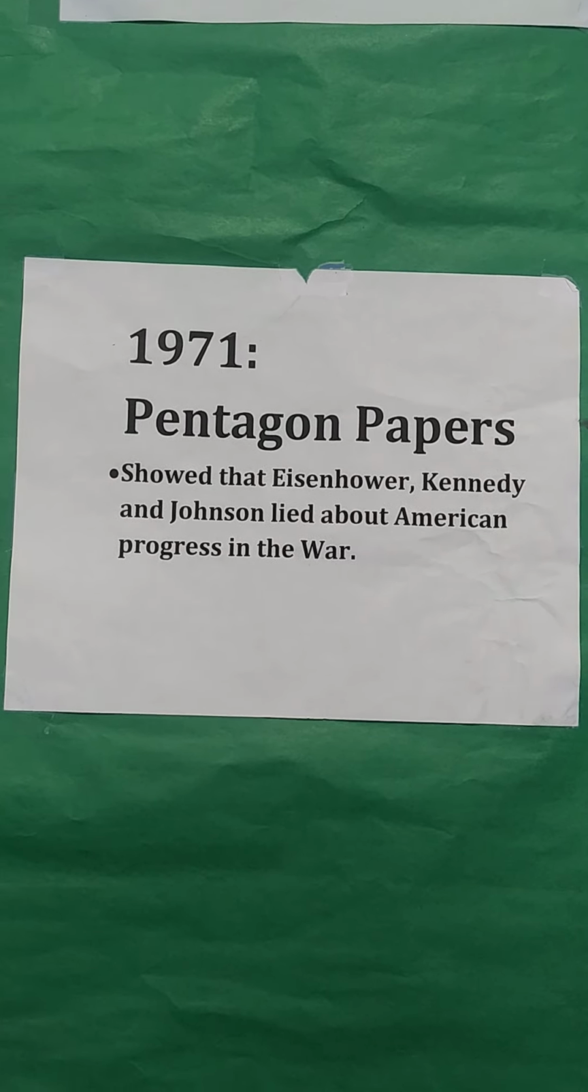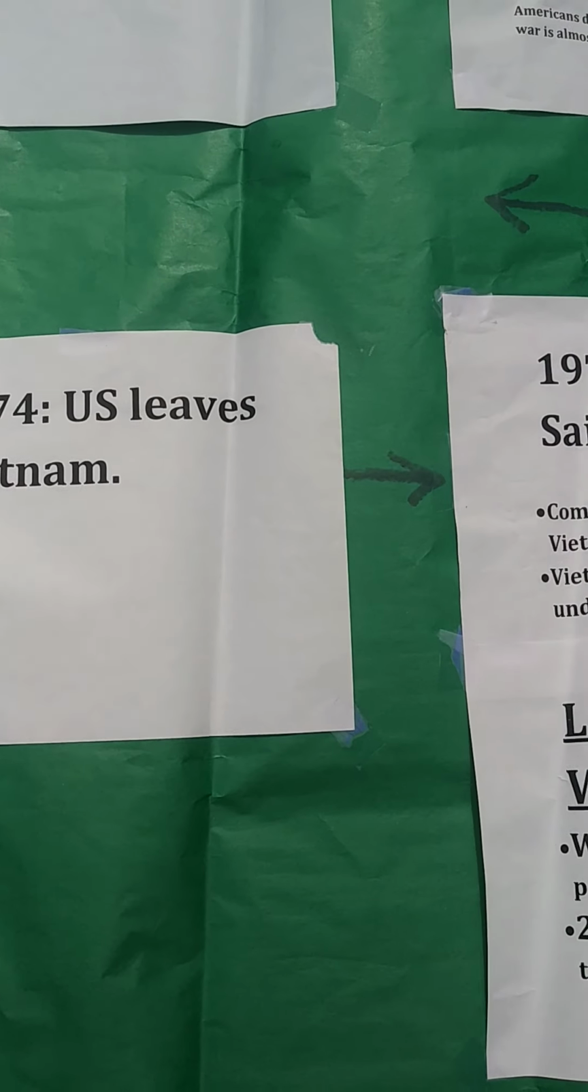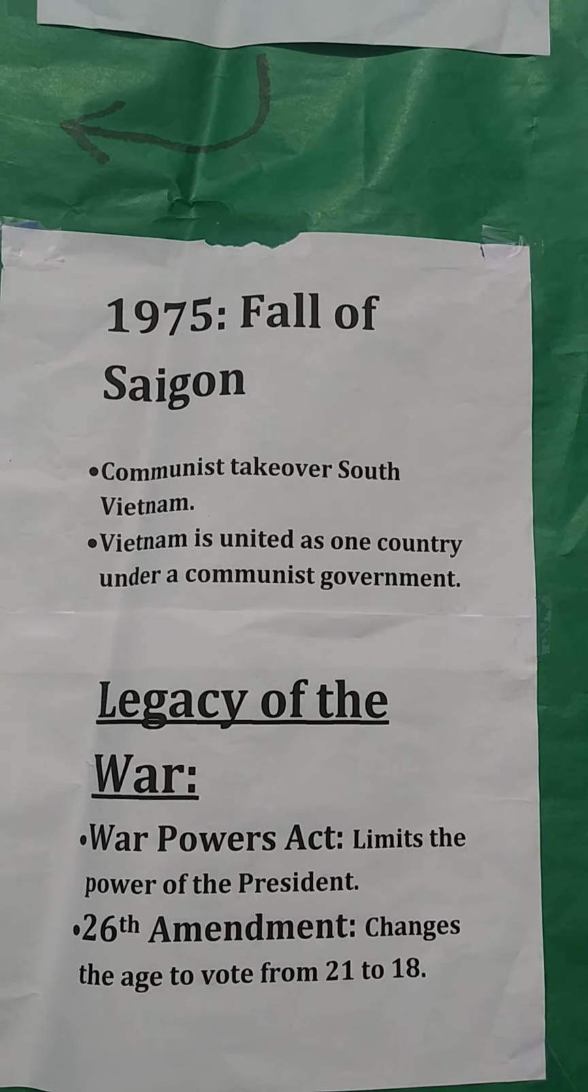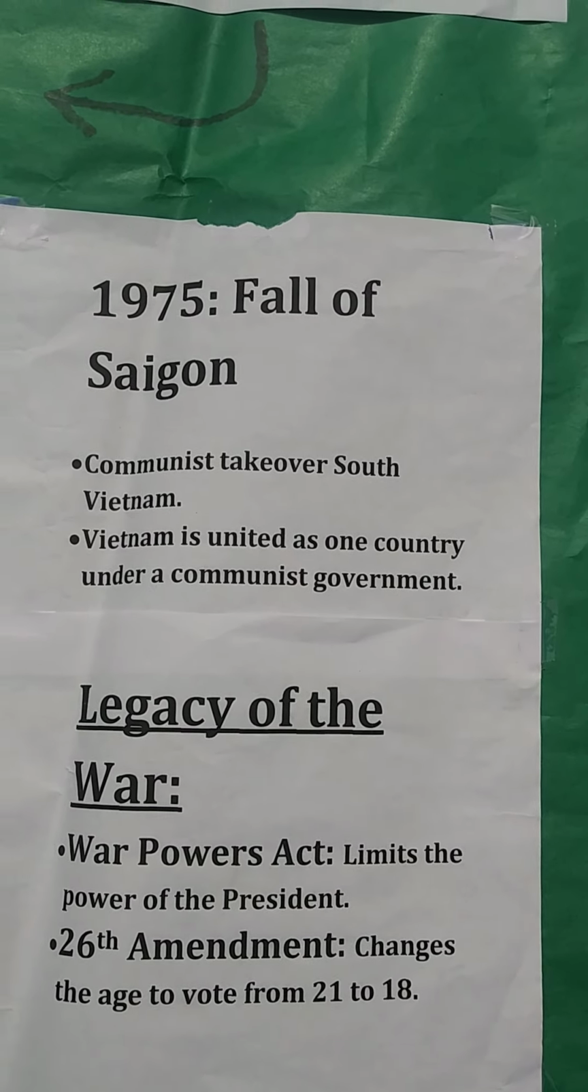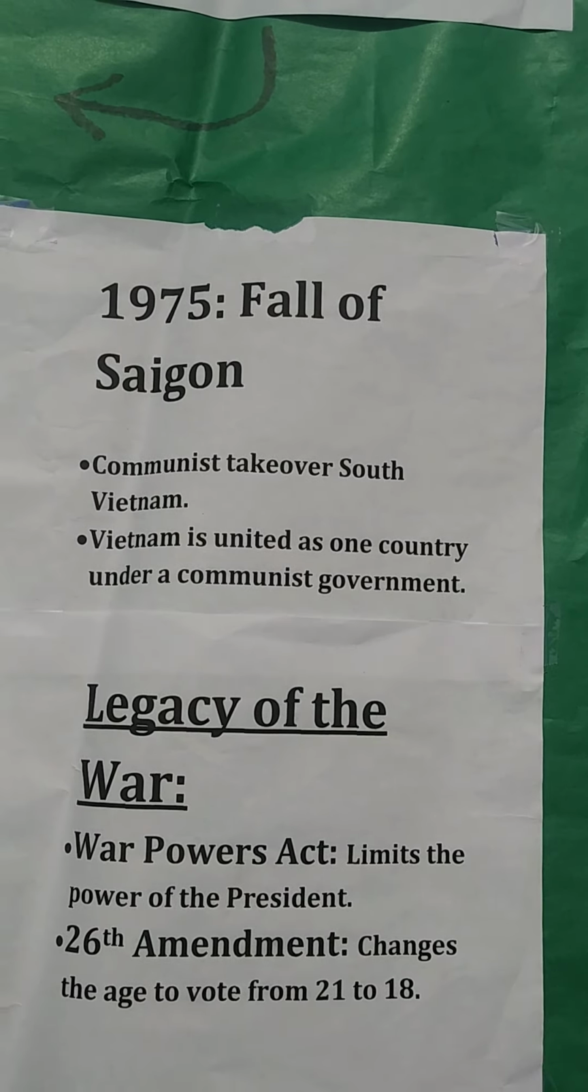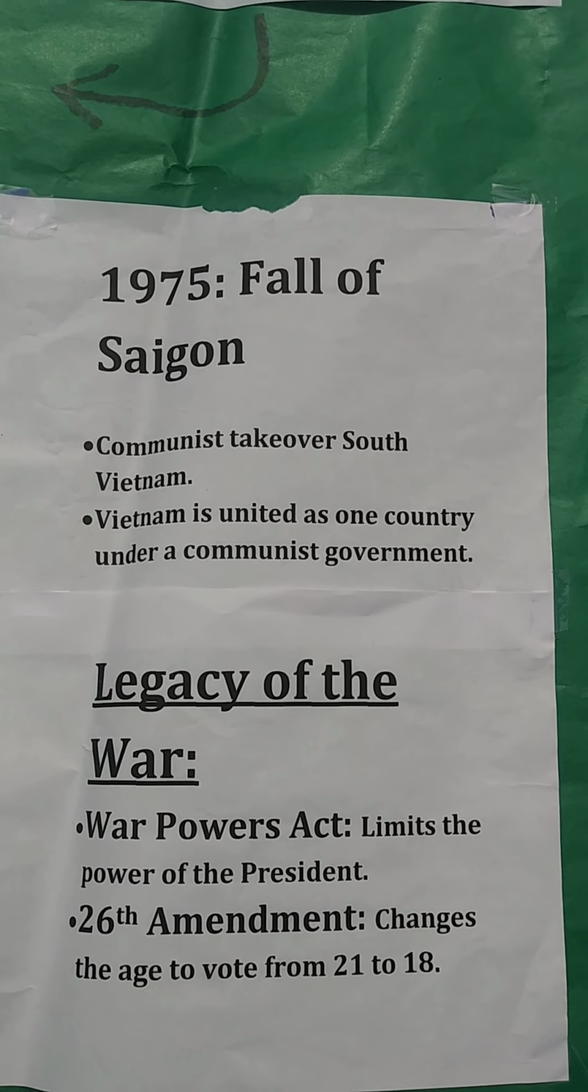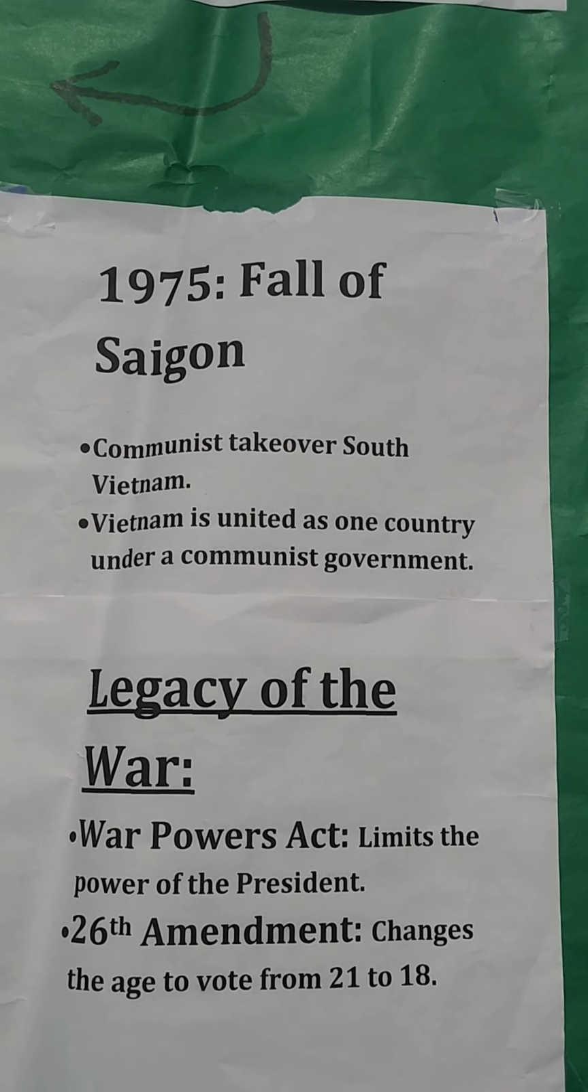And of course, under Gerald Ford, United States pulls out of Vietnam. In 1975, the fall of Saigon occurs. The communists make it all the way to Saigon and take it over. Vietnam is united as one country under a communist government.